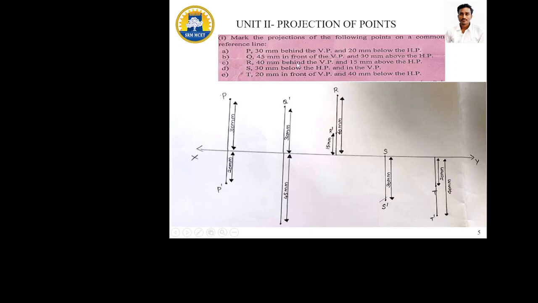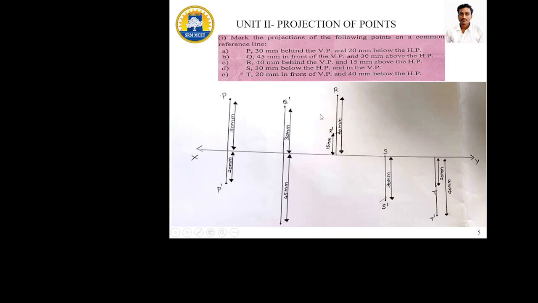Third one is R, 40 mm behind the VP and 15 mm above the HP. So it is the second quadrant. R is 40 mm behind the VP. So we need to rotate 90 degrees in the clockwise direction, because it is placed on the XY reference plane.